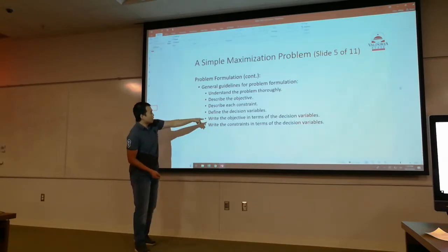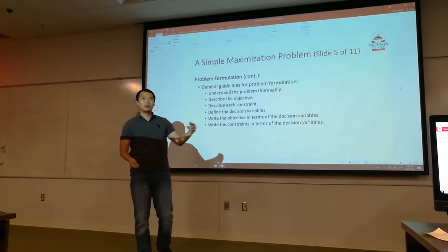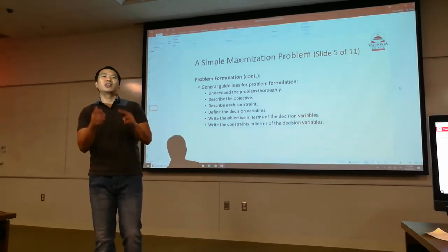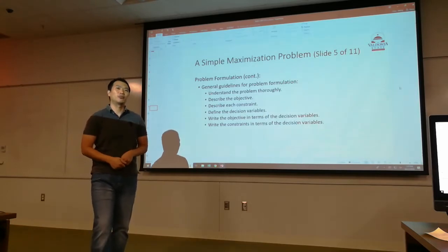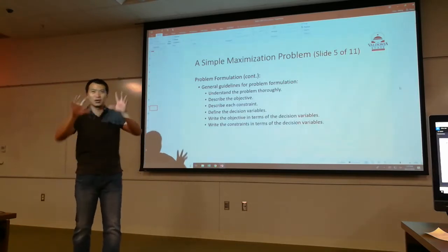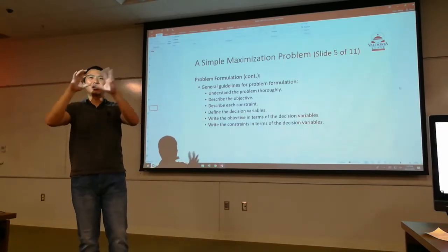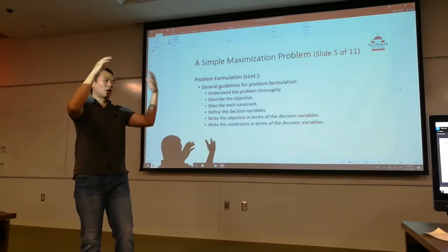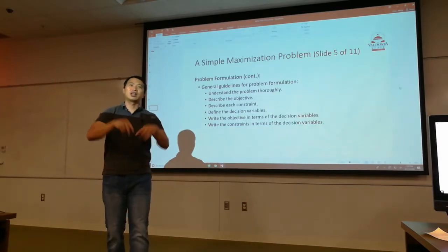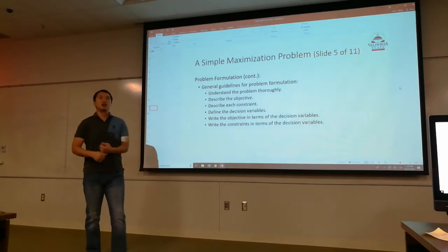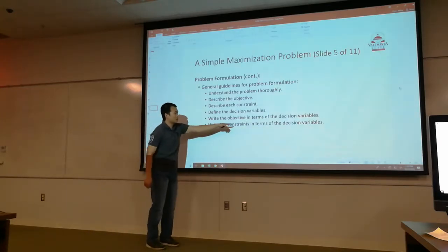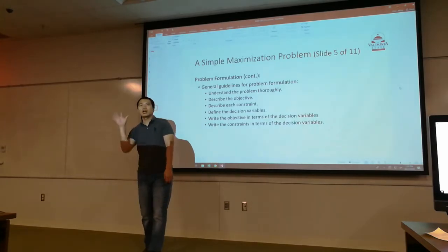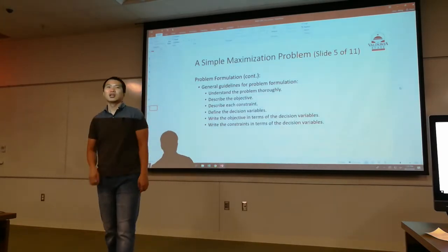Write the objective function in terms of decision variables. You have to include decision variables in your objective function so that the program can manipulate different combinations of the decision variables to calculate the objective function and select the best value. And then write constraints in terms of the decision variables. You have to put some constraints in the decision variable.